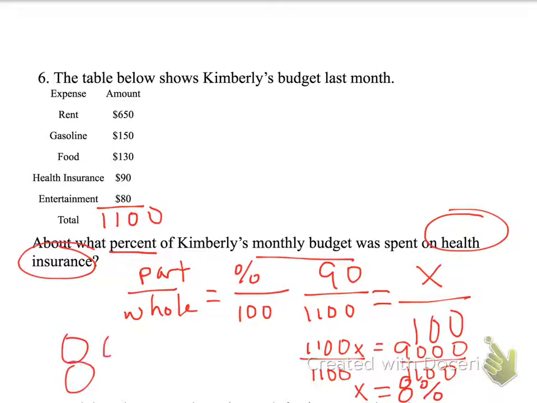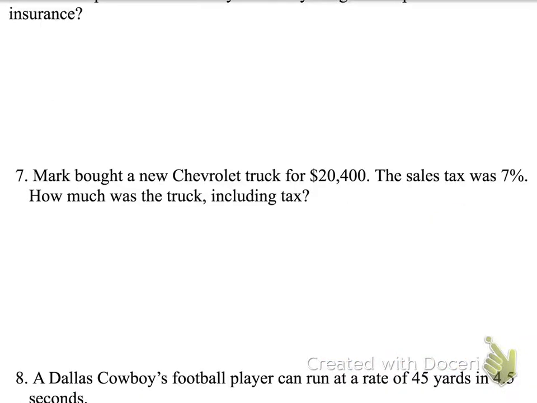So 8% is how much she spends on health insurance each month. Number 7, Mark bought a new Chevrolet truck for $20,400. The sales tax was 7%. How much was the truck including tax?